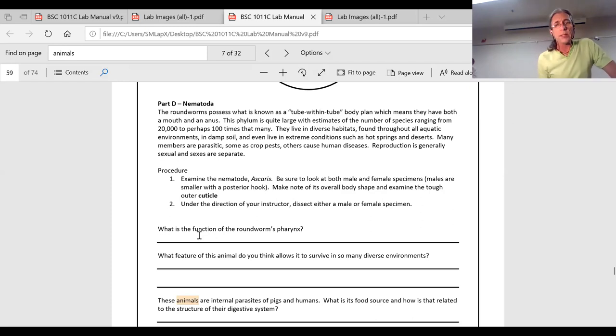Where do endoparasites live? E-N-D-O. Unlike their friend the mosquito, who's an ectoparasite. Yeah, under the skin or inside of you, right? So these are endoparasites, and many times they're in the digestive system. And in the digestive system, it's not a particularly nice place.